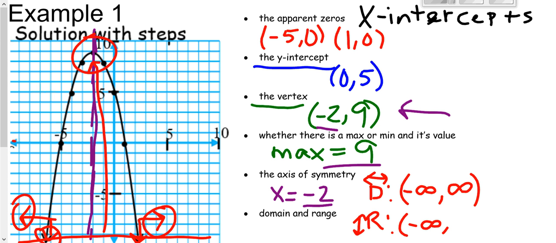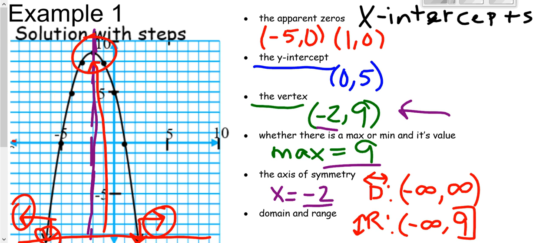And what was our maximum? Our maximum was 9. That's the tallest point we have. There's nothing higher than that. Now remember that you have to close an actual point like 9 with a bracket, not a parenthesis. It's very important. Cool, so that's all the key features we have to find.